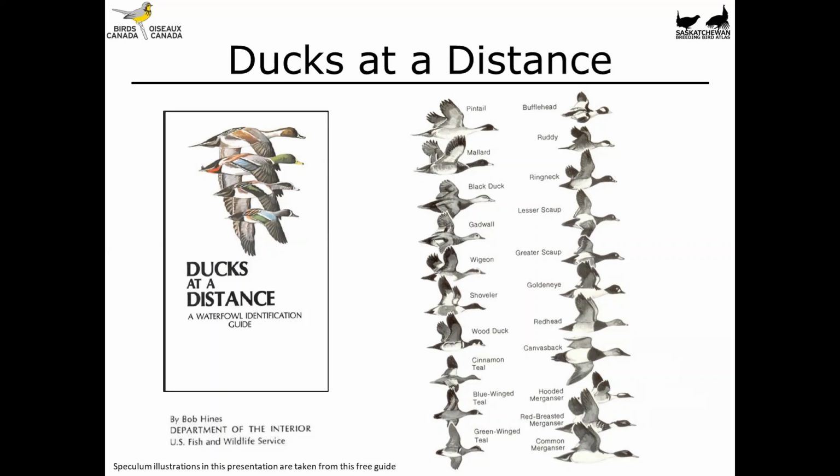Before we get started with species identification, I want to mention a reference that's really useful for identifying waterfowl. This one's called Ducks at a Distance. You can find this online, and it helps to identify birds on the wing, speaking to size and shape of body and also flight characteristics. This is a good guide for identifying wing patterns, which is useful for species identification and often for being able to tell the difference between drakes and hens.